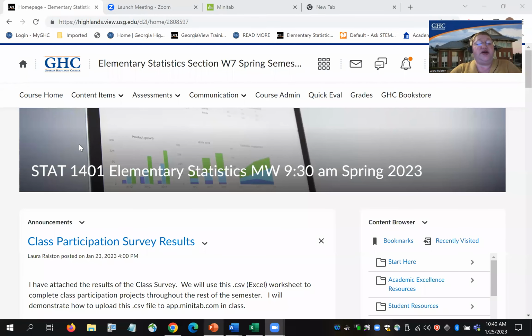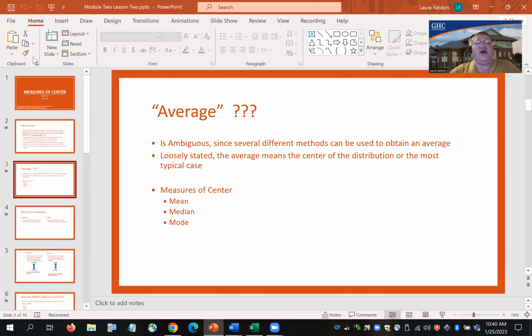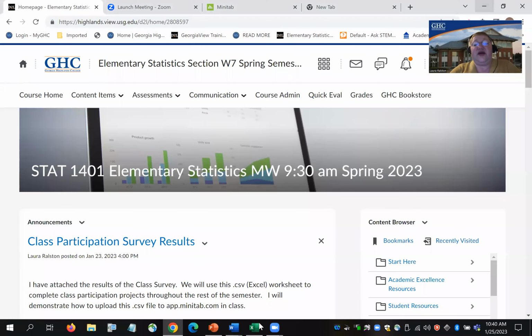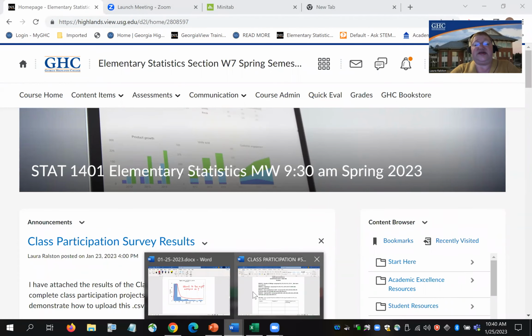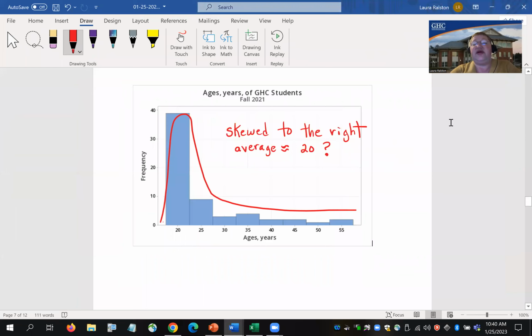I mentioned earlier that when we are analyzing data, there are 5 characteristics that we want to focus on. They were center, variation, distribution, outliers, and time. And so we're going to talk about how do we find those measures of center, measures of variation, what are they, and that sort of thing.